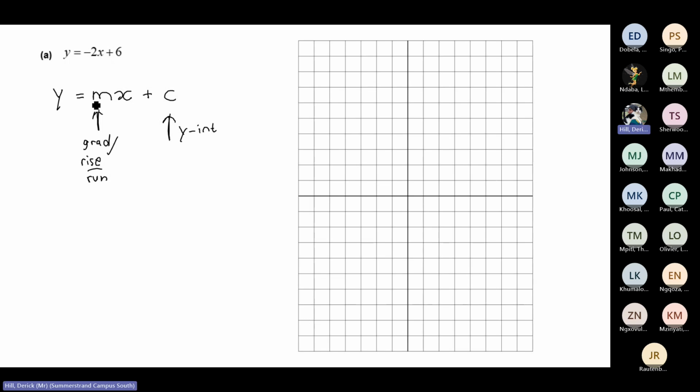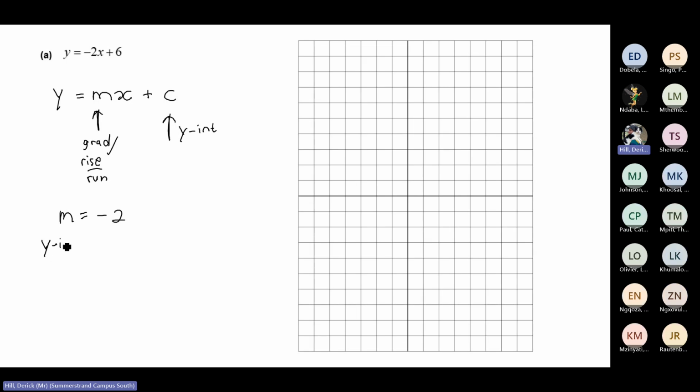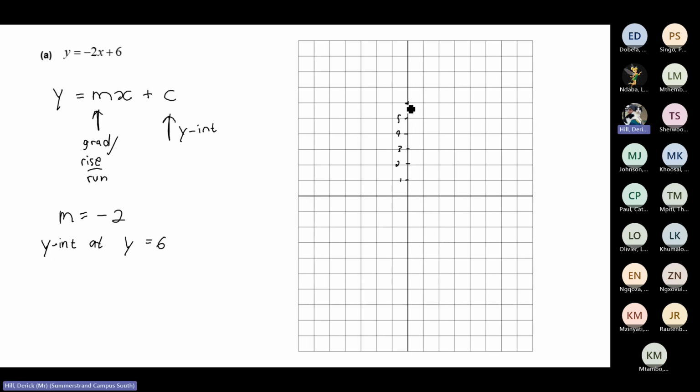So we know that our gradient, or our m value, is going to be -2, and our y-intercept is going to be 6. Okay, technically not 6. Y-intercept at y equals 6. So let's have a look on this graph. Let's say this is 1, 2, 3, 4, 5, and finally we have a 6.